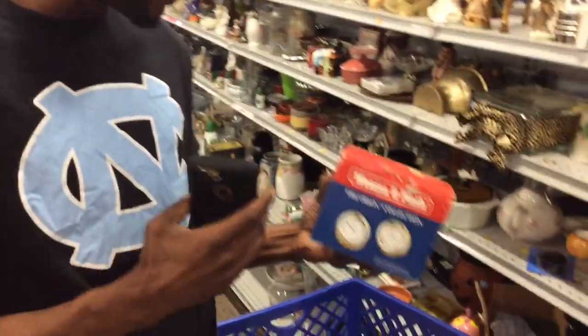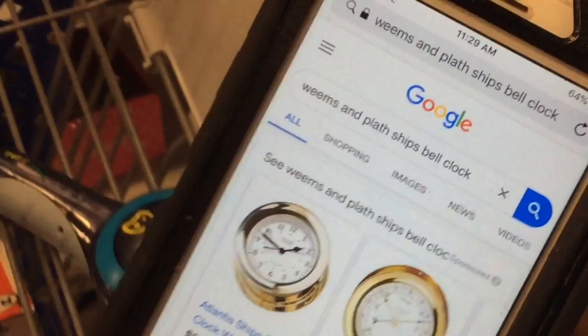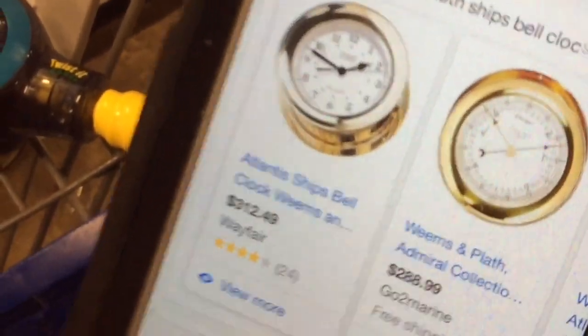In this item and I couldn't find it, but I googled it. Come to find out that this thing is worth, and I'm about to pay $14.99. Always do your research. Always.